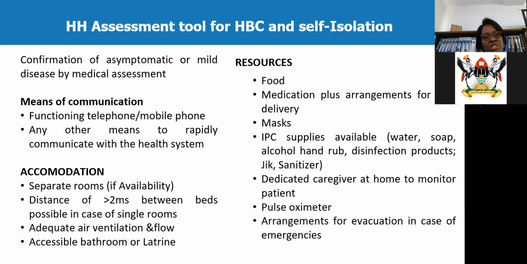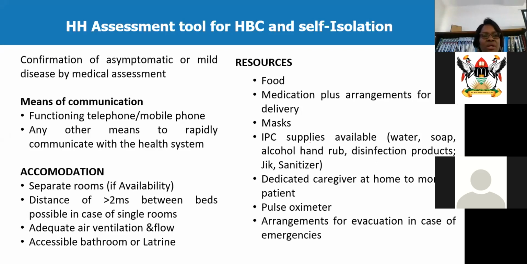You look into the accommodation such that if possible, this patient should live in their own room in the house, not sharing a room with other household members to avoid transmission. And in case they have to share a room, at least put the beds 2 meters apart, have adequate air ventilation and flow in the house, have an accessible bathroom and latrine, and if possible, do not share these bathrooms or toilets or latrines with other members of the household.